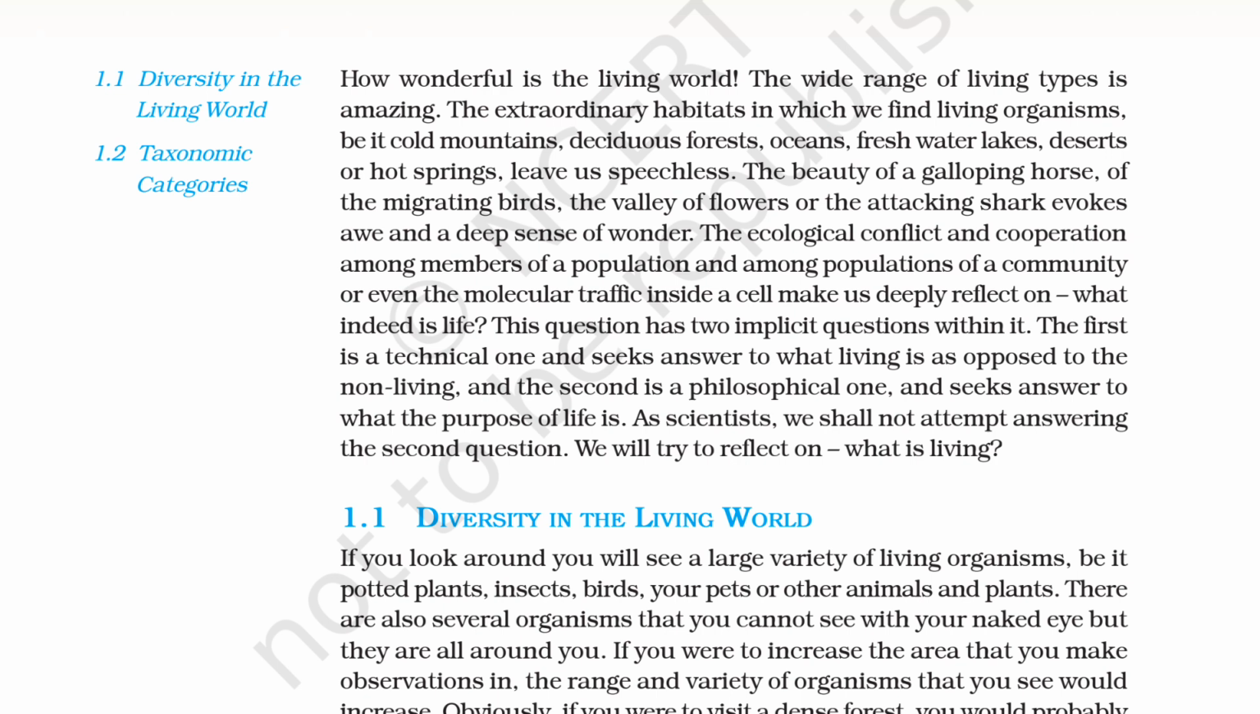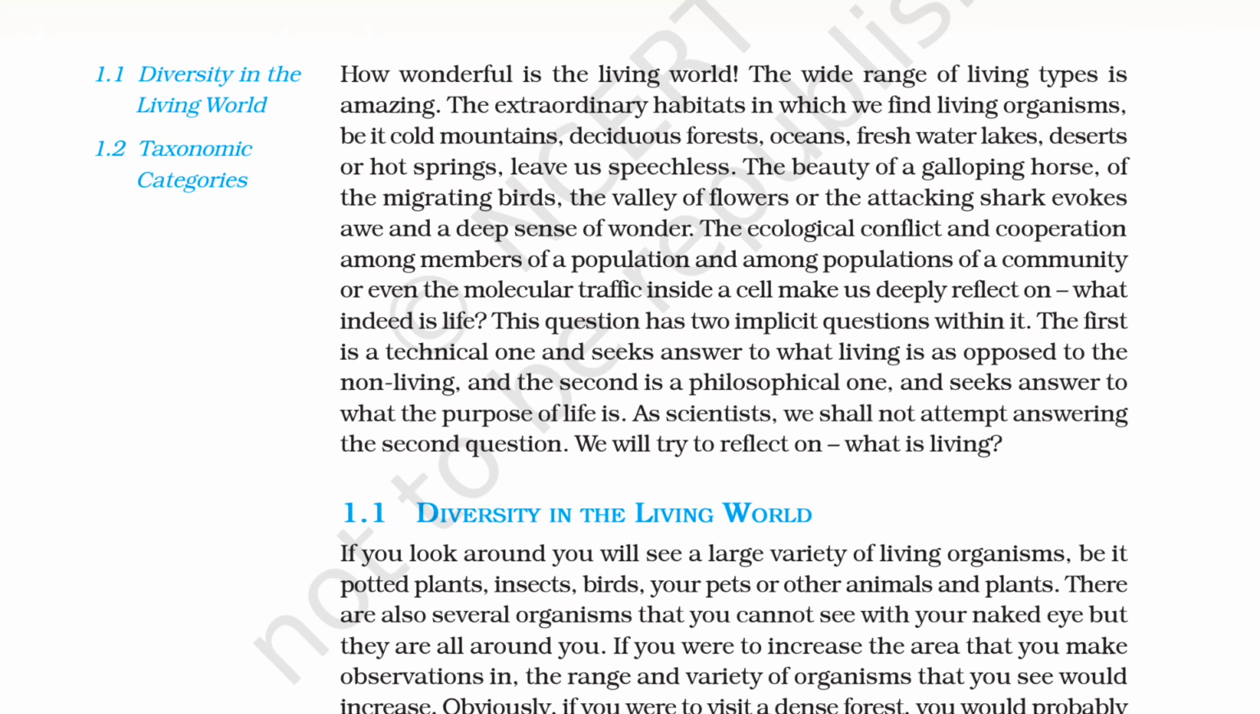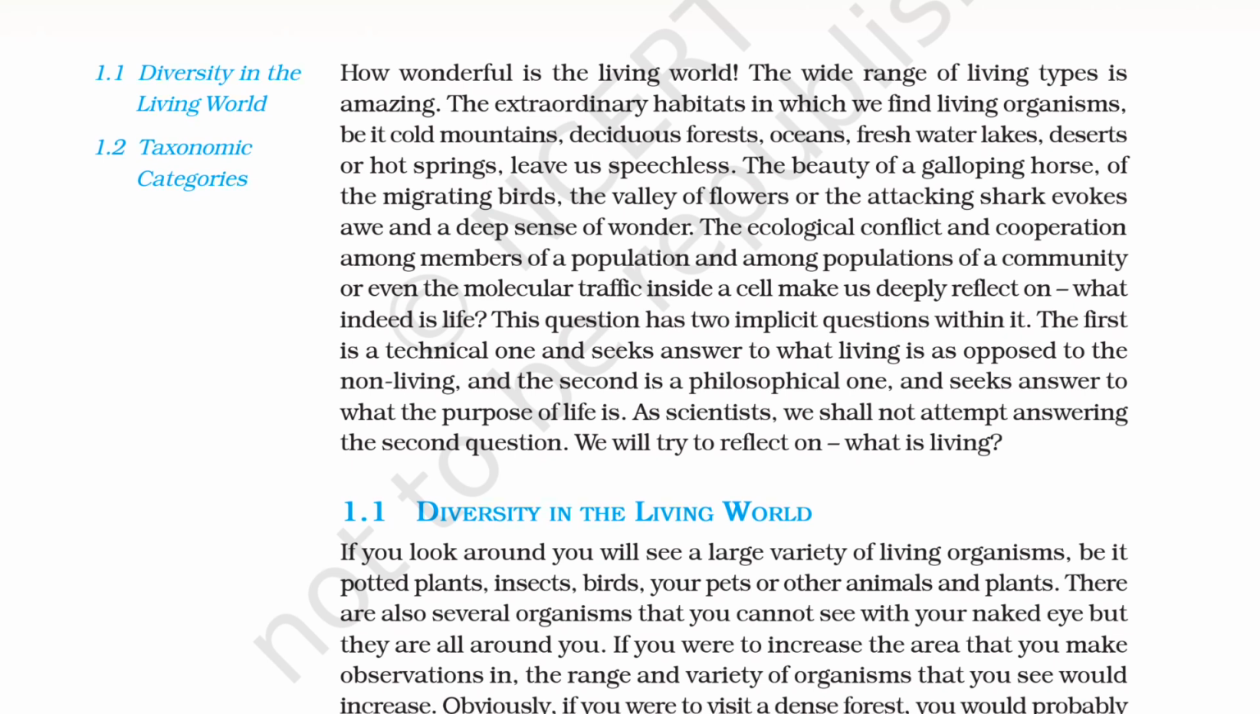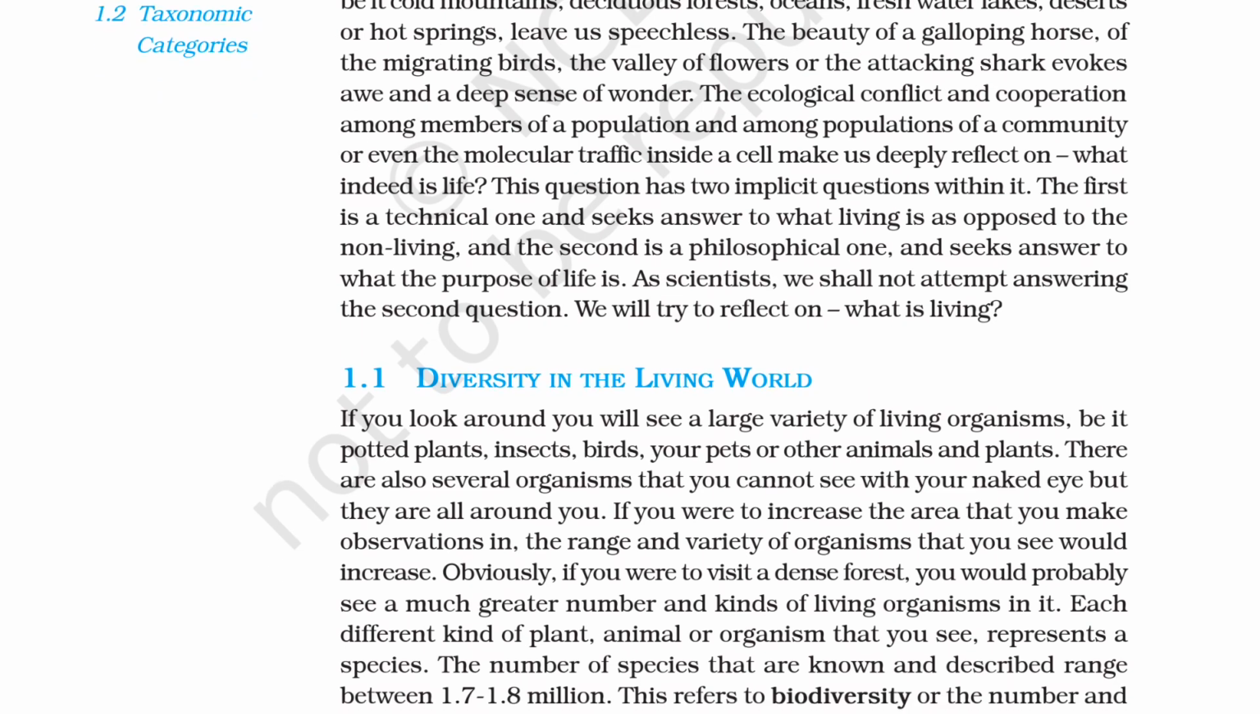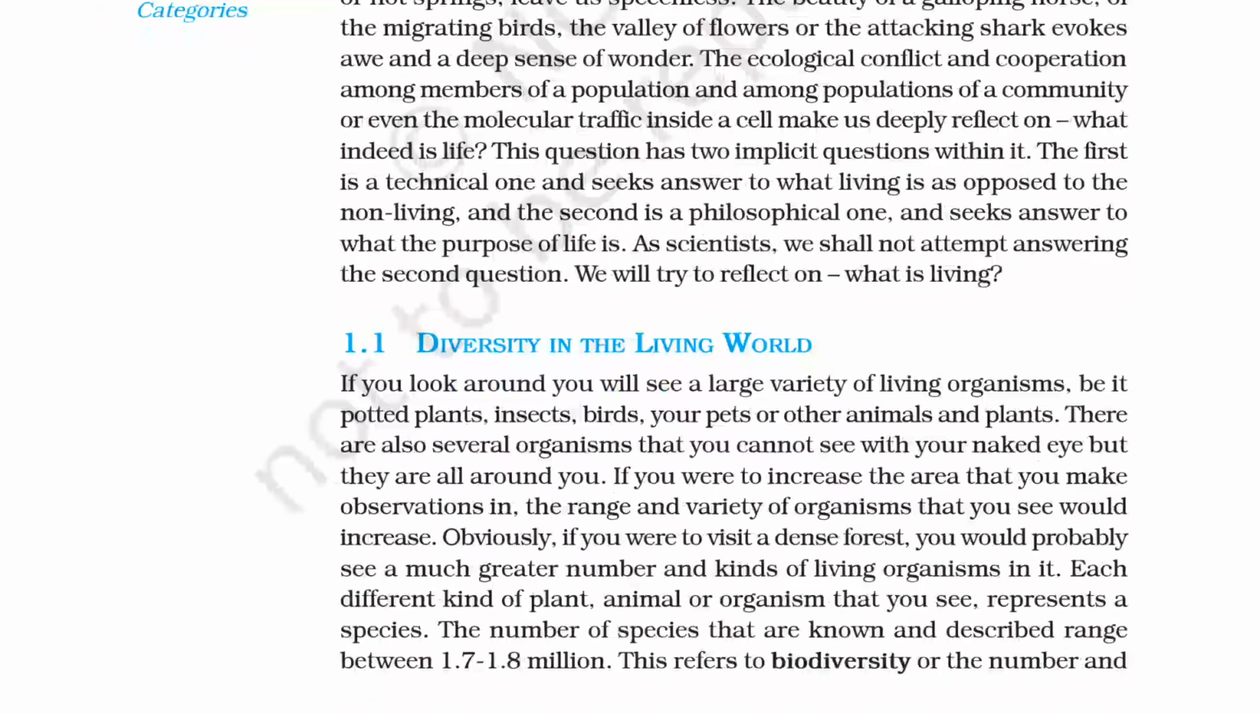So this question has two implicit questions within it. The first is a technical one and seeks an answer to what living is as opposed to the non-living. And the second is a philosophical one and seeks answers to what the purpose of life is. As scientists, we shall not attempt to answer the second question. We will try to reflect on what is living.